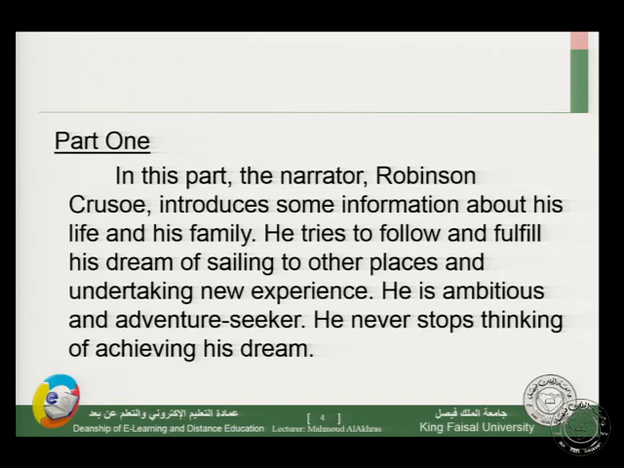In this part, the narrator Robinson Crusoe introduces some information about his life and his family. He tries to follow and fulfill his dream of sailing to other places and undertaking new experiences. So he has something in his individualism. He wants to achieve his individualism. He wants to have some adventures in his life, so he tries to follow and fulfill his dream of sailing to other places and undertaking a new experience.